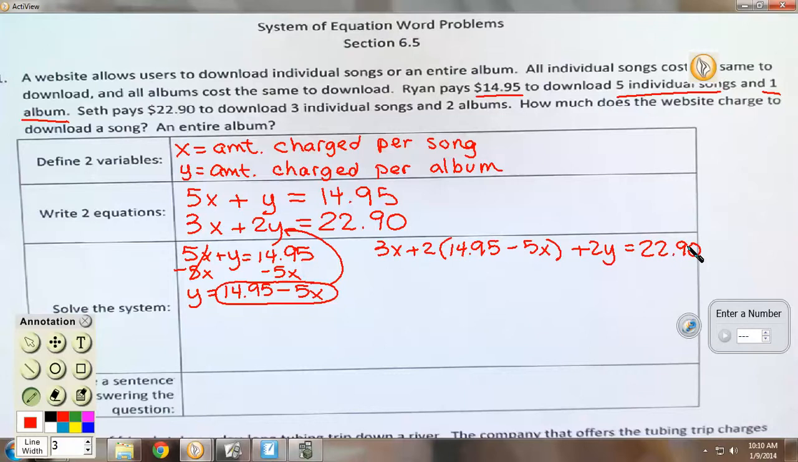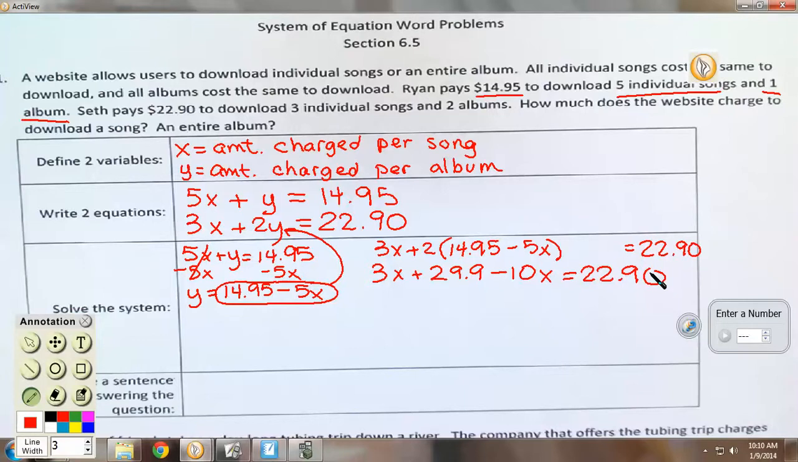So let's distribute. 2 times $14.95 is $29.90 or 29.9. 2 times negative 5x. Wait a second. I have way too much. I made a mistake. That plus 2y should not be there. I apologize. 2 times negative 5x is negative 10x equals 22.90.